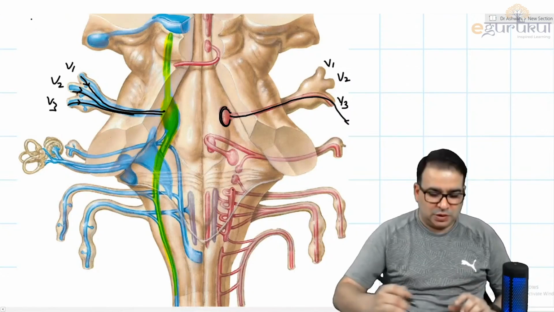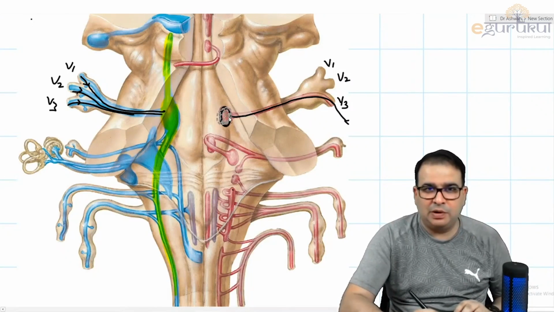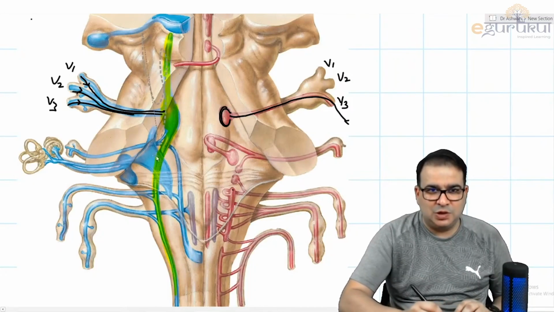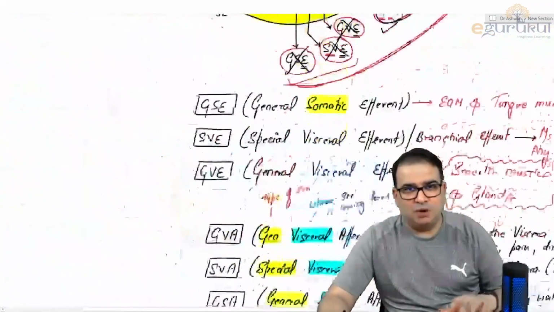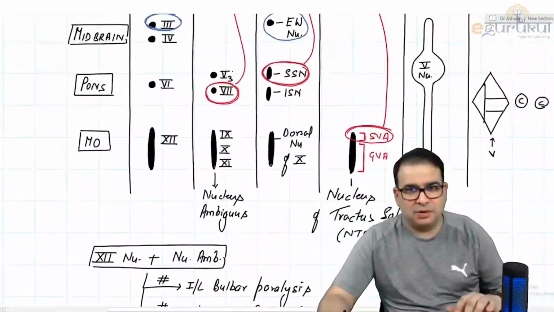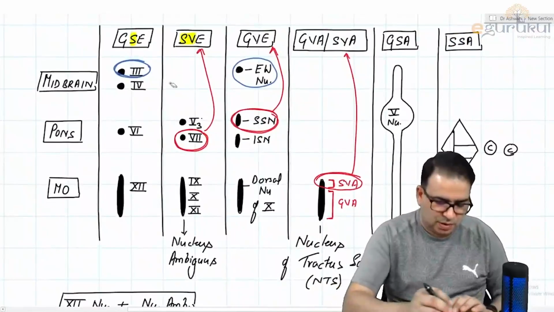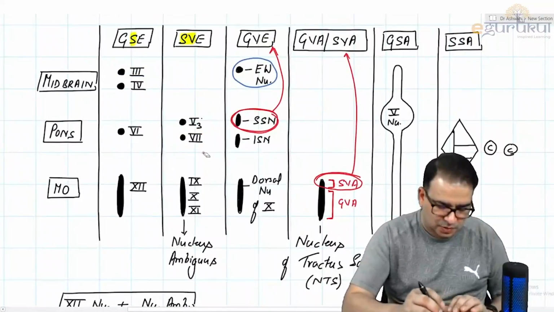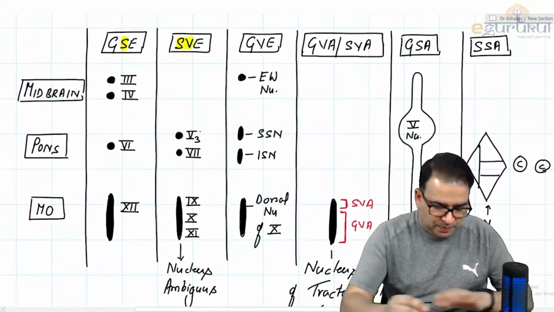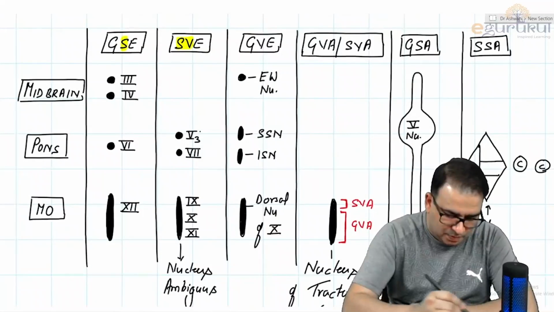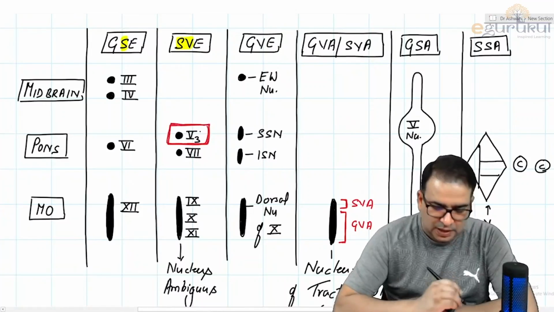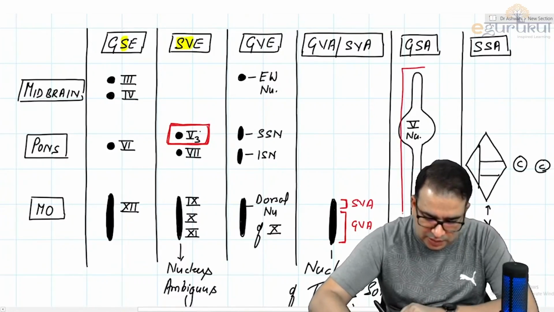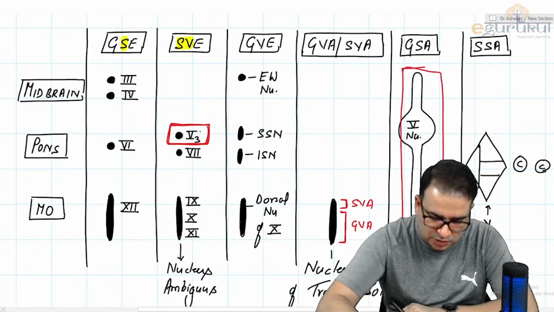What is the location? Where are the motor nucleus of the mandibular nerve and the sensory nucleus of the trigeminal nerve present? For that, if I take you back to this picture here, there we go. I already marked it here, but I still want to do it again. Motor nucleus of mandibular nerve, here it is. And the sensory nucleus, look at this huge sensory nucleus. This whole thing is a sensory nucleus only for the trigeminal nerve.